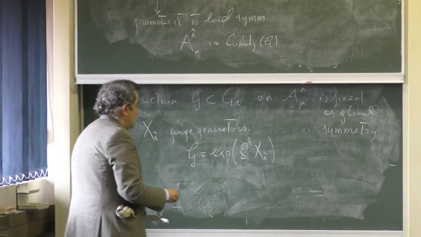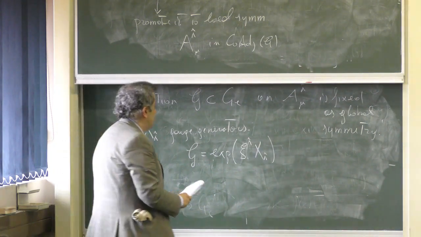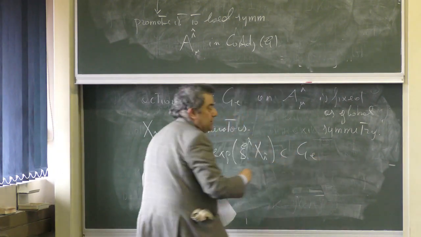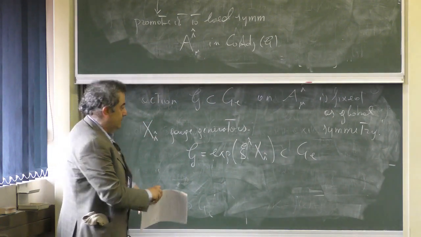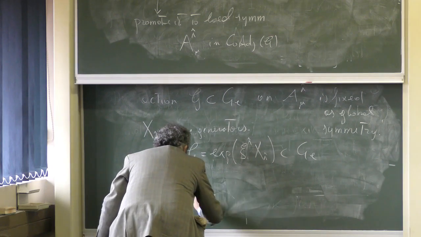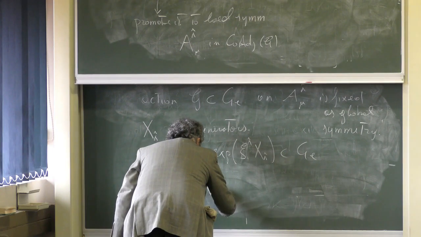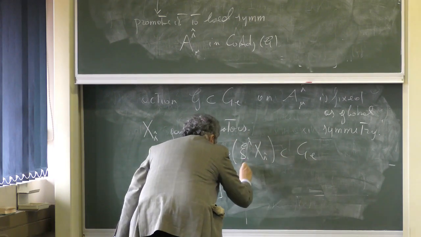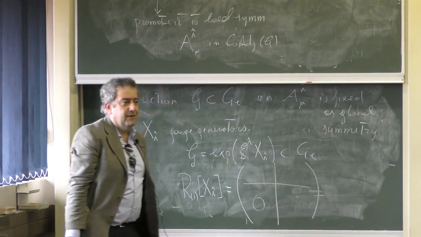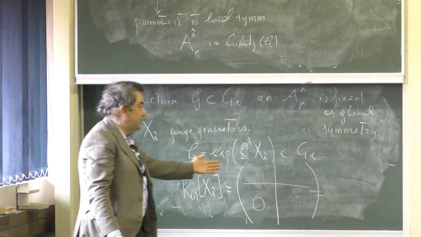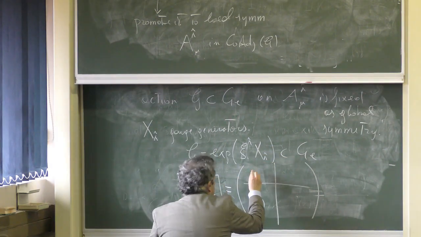Okay? So what is their block structure? Well, these are in G_E, so their block structure is that one. R1 of X_Λ. They're going to have zero here because they are generators in G. Then we have a block here.